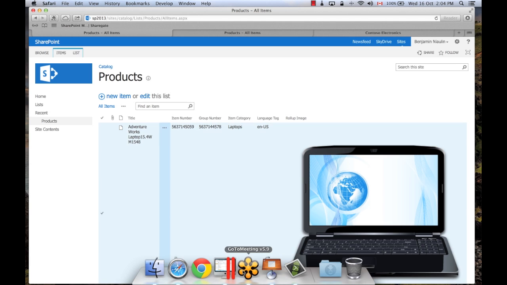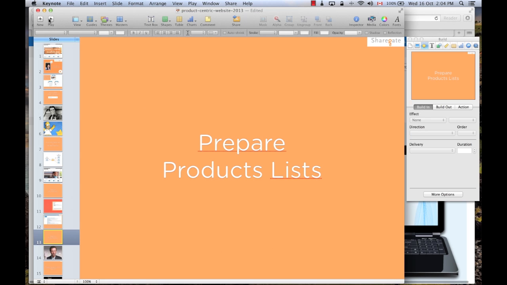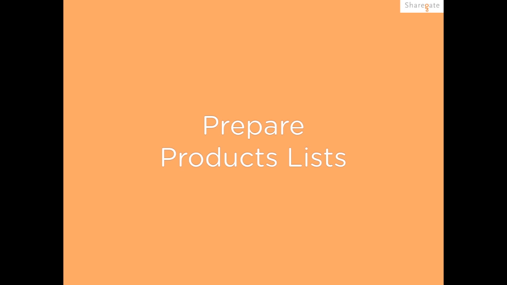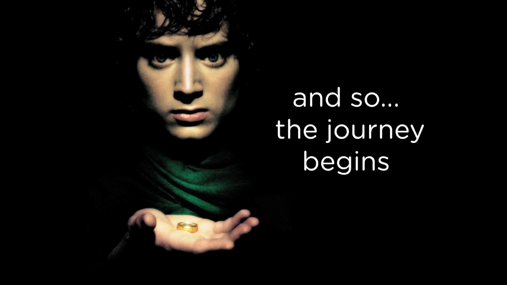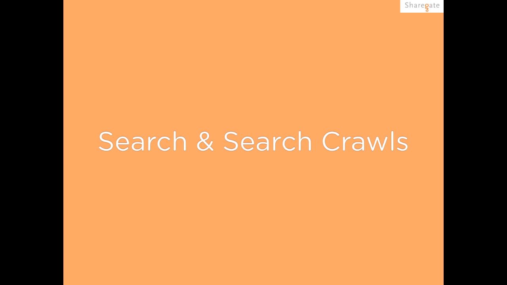For this to work, if I go back to my presentation here, I've prepared my product list, and we've assigned the product list as a catalog. Again, these are some little jokes. But once I've done all of this, I've created the list and said, here is the metadata, this is the column that I want to use for the URLs, this is the column of the term store that I want to use for building the navigation, because in SharePoint 2013 we now have managed metadata navigation.